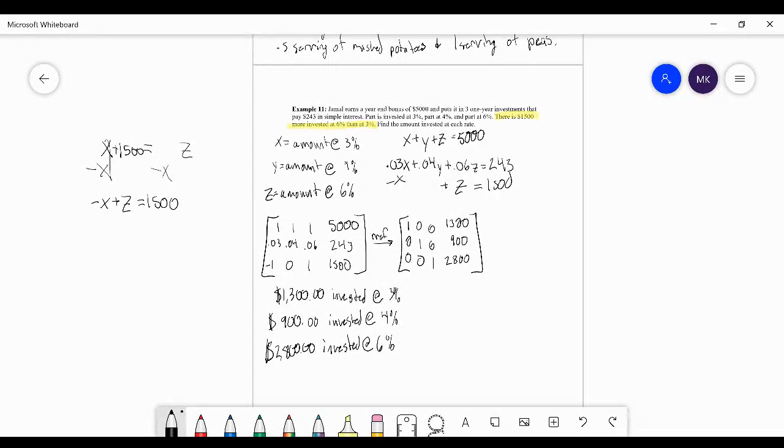If you have not yet gone and watched it, make sure you go and watch the video on using your calculator to create matrices and put them into reduced row echelon form.